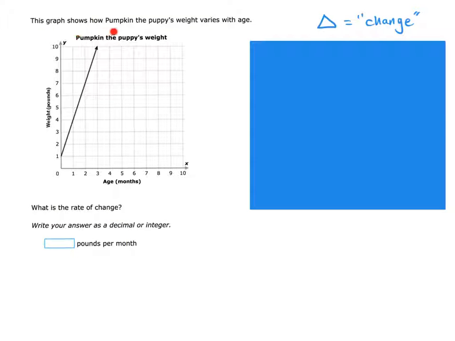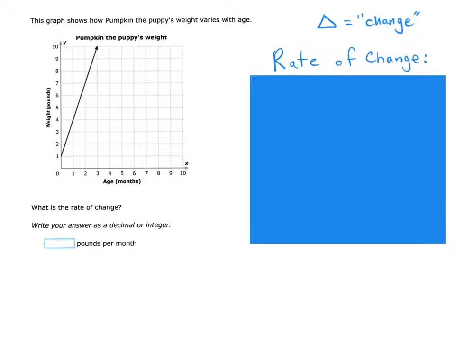So we're asked to find the rate of change, as we were yesterday, and it tells us that this graph shows how Pumpkin the puppy's weight varies with age. So obviously as the puppy gets older in months, the weight will go up. It's gaining weight, it's growing, and when it was born at 0 months old, as you can see, it weighed 1 pound, and then it's gaining weight as we go.